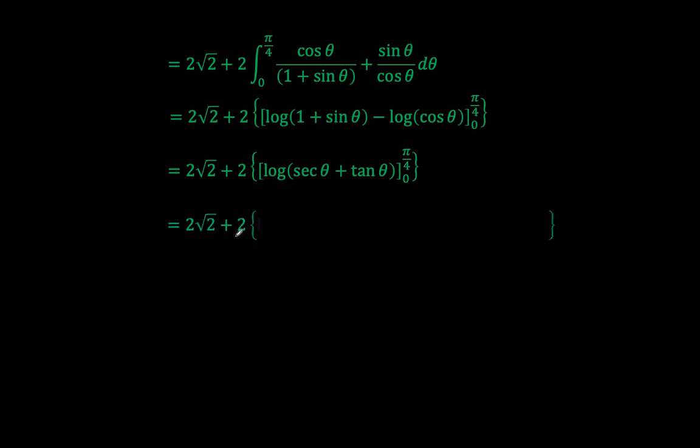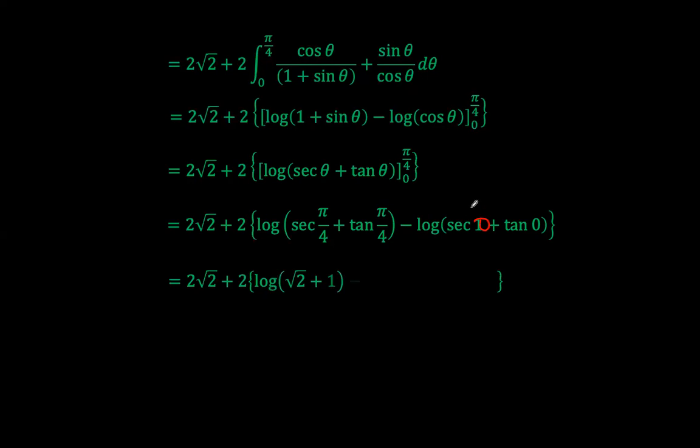So we have 2 root 2 plus 2, applying in the limits, natural logarithm of sec pi over 4 plus tan pi over 4, minus log of sec 0, sorry, plus tan 0. And so all this goes to 1, right? This goes to 1, and this goes to 0.